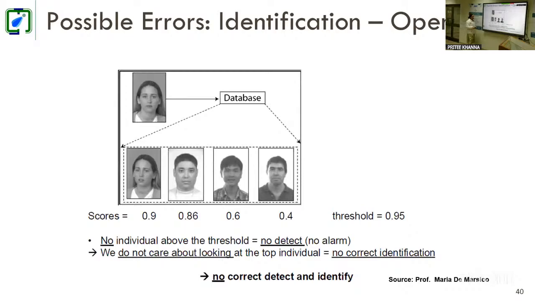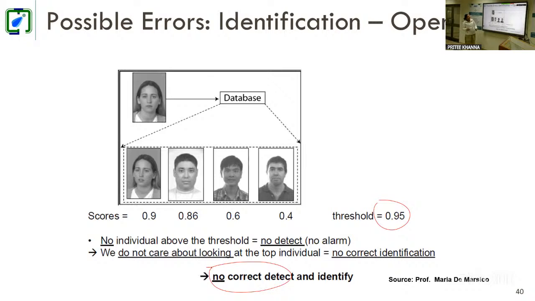Now again, you can see that these are your scores and this is your threshold. Now what is happening? No one is crossing this threshold, so no detection, but actually the person is present, right? So what is there? No correct detection.